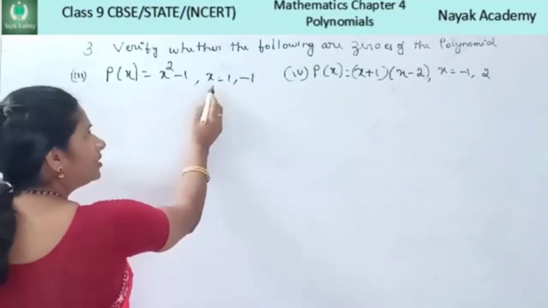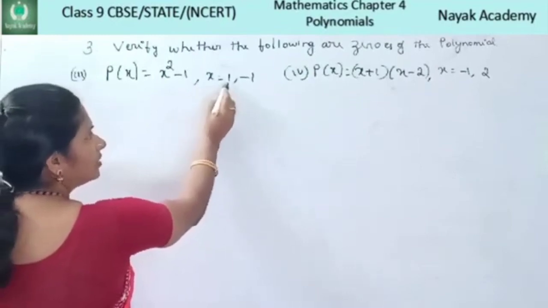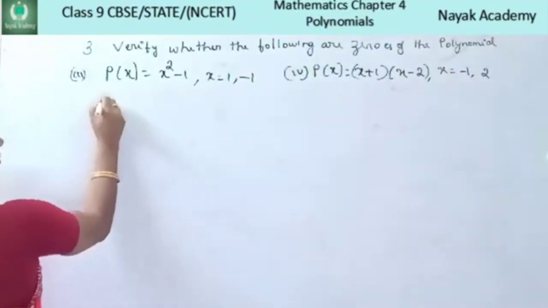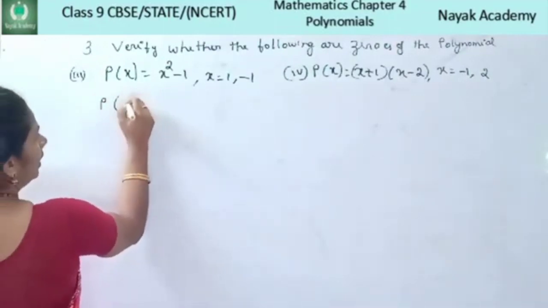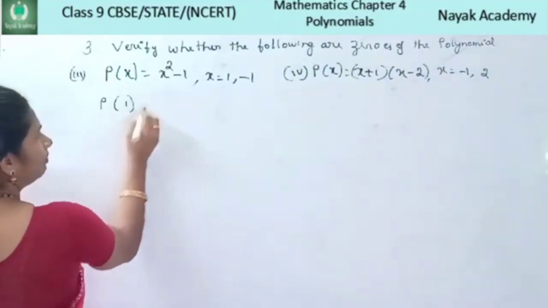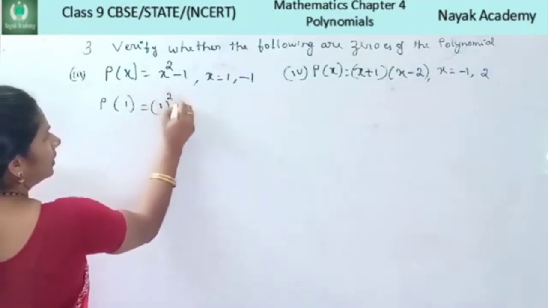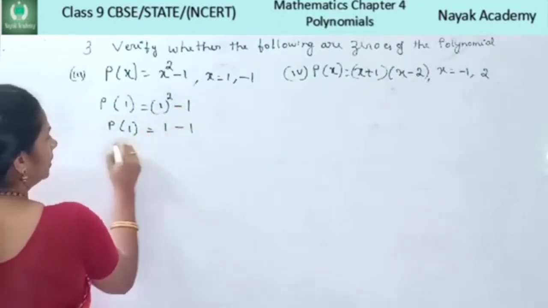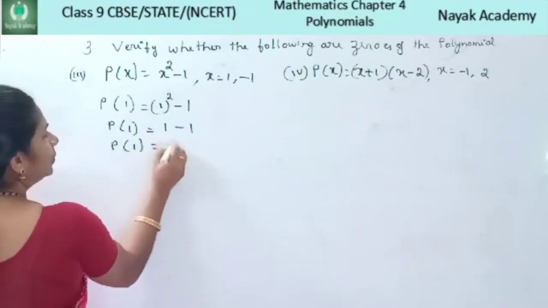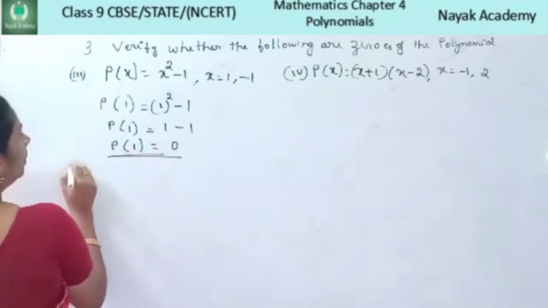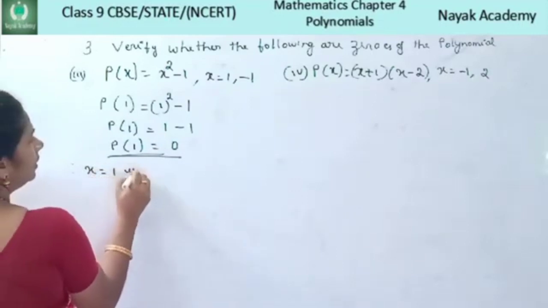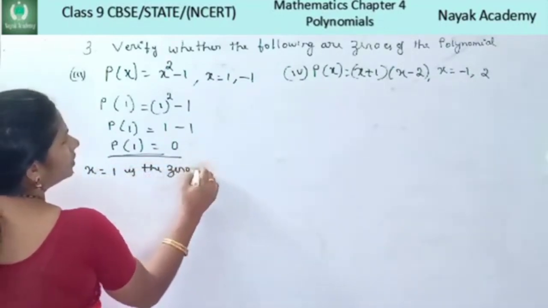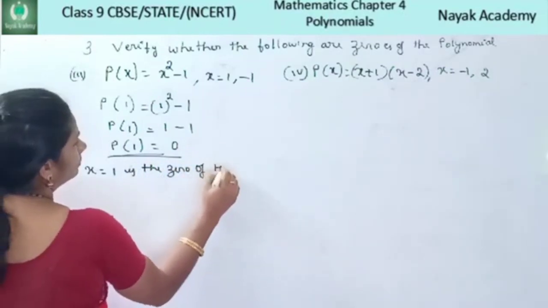Now coming to the third question, P of x is equal to x square minus 1. First let us check whether x is equal to 1 is a zero of the polynomial or not. So let us substitute in place of x the value as 1. P of 1 is equal to 1 square minus 1, so P of 1 value is 1 minus 1. So P of 1 is equal to 0. Now x is equal to 1 is a zero of the polynomial.